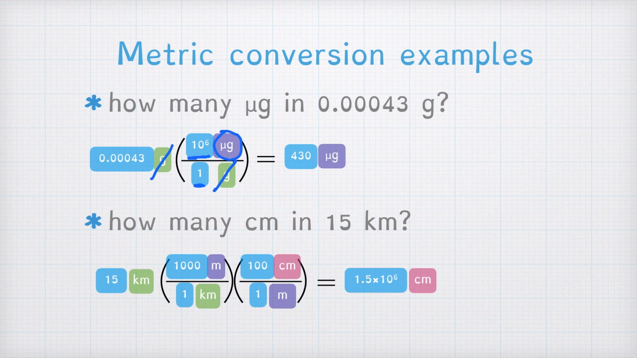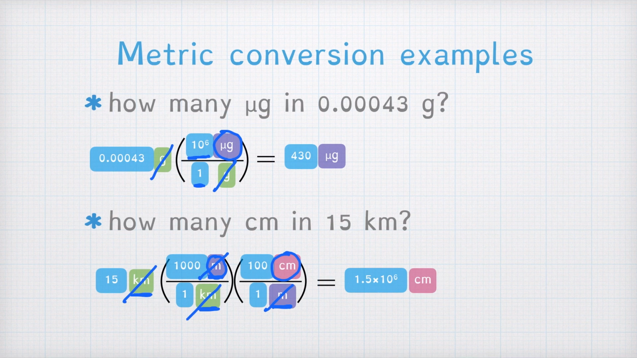So we start with our 15 kilometers. Because we start with kilometers, that's going to go on the bottom of the fraction. And we know how many meters are in a kilometer. So now the kilometers cancel, and our active unit is the meters. So we're going to put meters on the bottom of the next fraction and then relate it to our target unit. What we want is centimeters. So this way the meters cancel, and now our active unit is the centimeters.